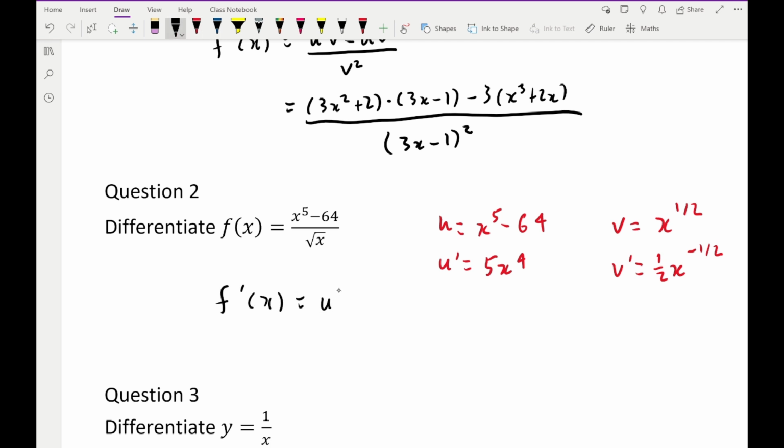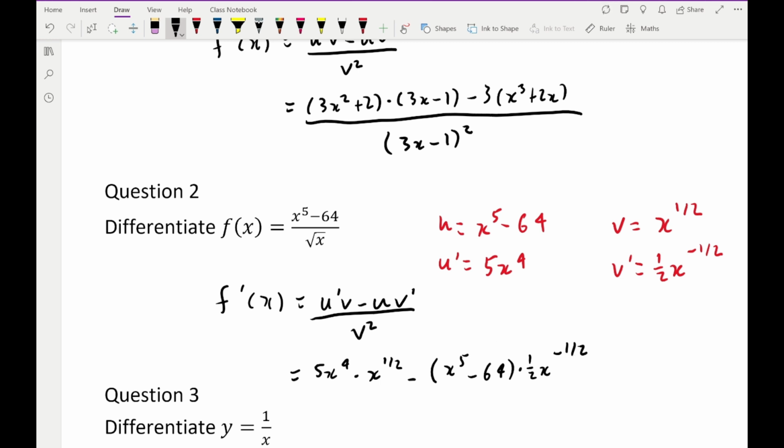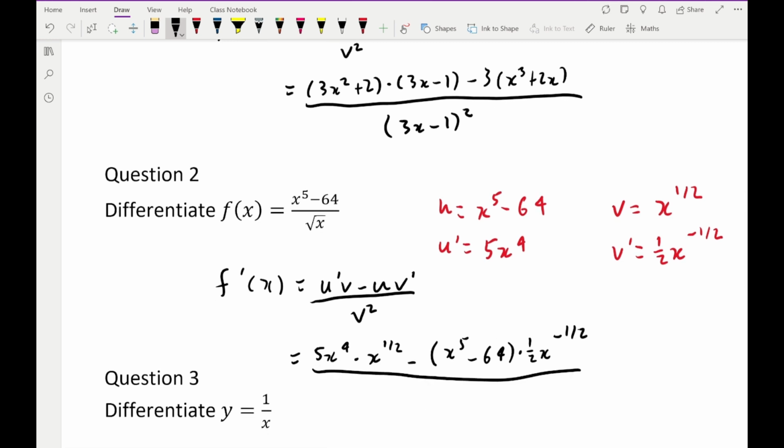Okay, so the derivative, what do we get? Well, the quotient rule tells us u dash v take uv dash over v squared. So u dash is 5x to the 4 times v is x to the half, take uv dash, so that's x to the 5 take 64 times a half x to the minus a half, and on the bottom we're going to get v squared, so that's basically root x squared. Now the root and the squared will cancel out, so square root of x squared just leaves you with x on the bottom, which is a nice simplification for us there.